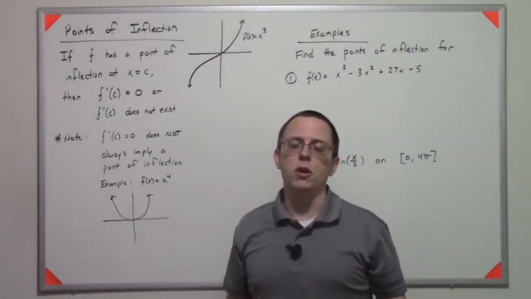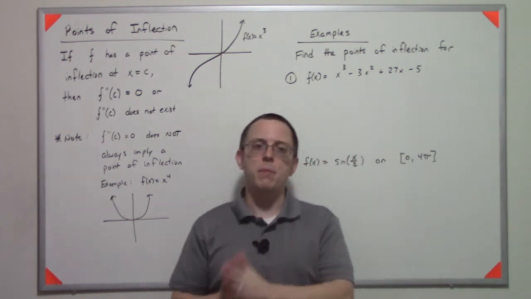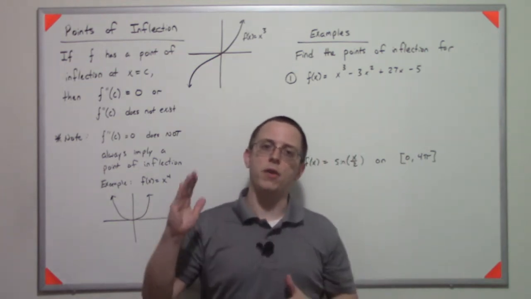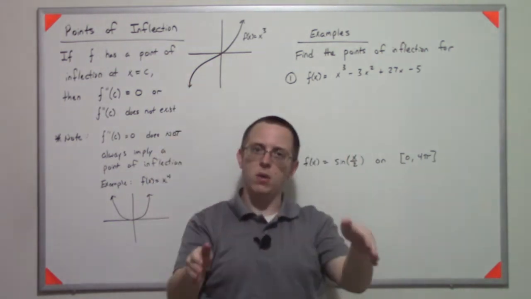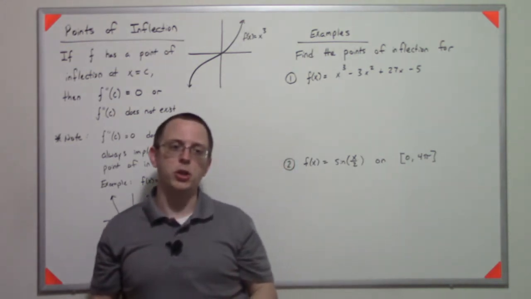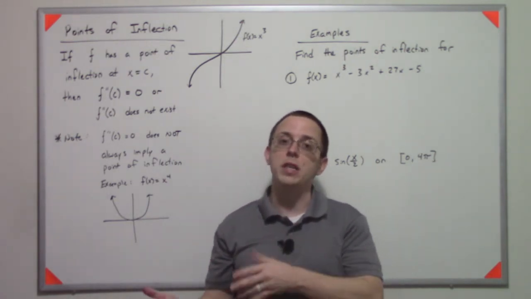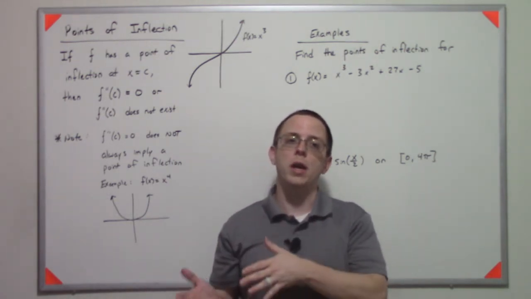Points of inflection on a graph are points where the concavity changes. That means that it might go from being concave up to concave down or vice versa. So if we want to find points of inflection, we can analyze where the second derivative is either zero or where it does not exist.